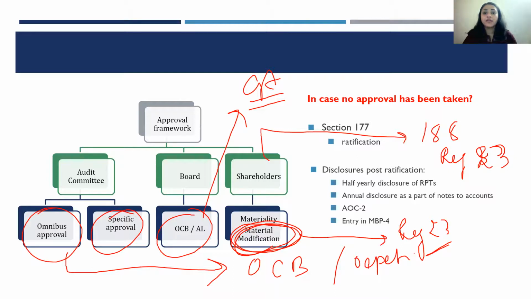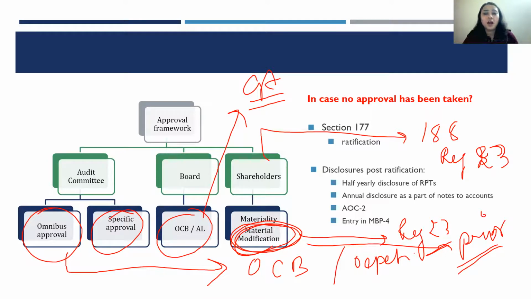Which means that in case of material modifications of any RPT, I'll have to go to the audit committee for prior approval. For material modification of a material RPT, I'll have to go to the shareholders. Here the approval is prior, prior approval of the shareholders.